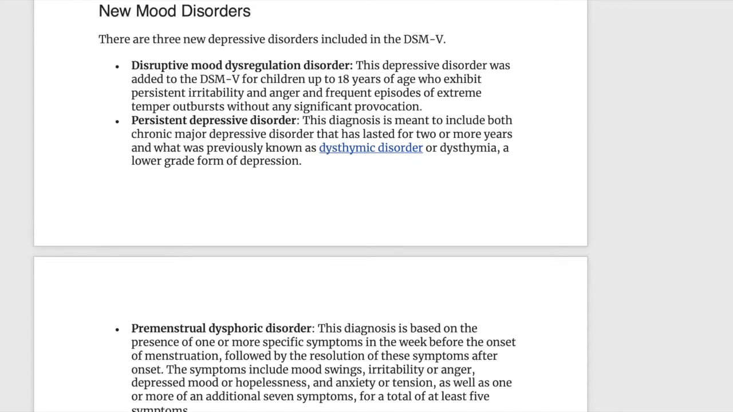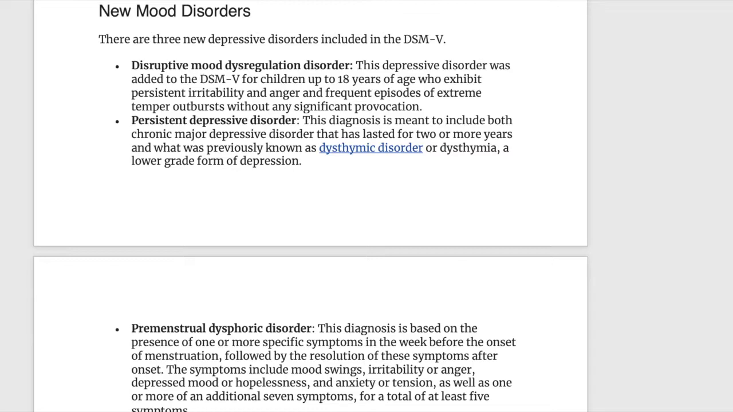I want to focus on the new mood disorders that have been recently added to the DSM-5. The three new depressive disorders that have been included in DSM-5 are disruptive mood dysregulation disorder, persistent depressive disorder, and PMDD, premenstrual dysphoric disorder. The reason I wanted to focus on these three is because they're new, and based on my experience as a clinical therapist who provides therapy and diagnoses, I've seen these symptoms and characteristics pop up in a lot of my client cases.